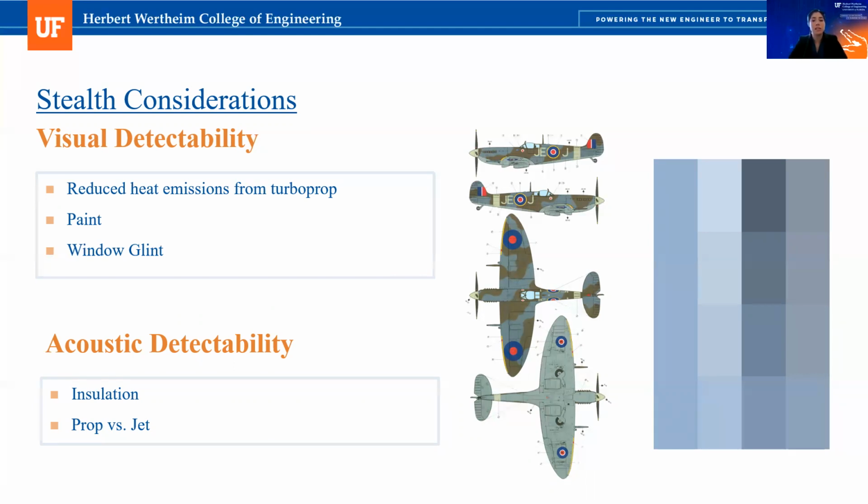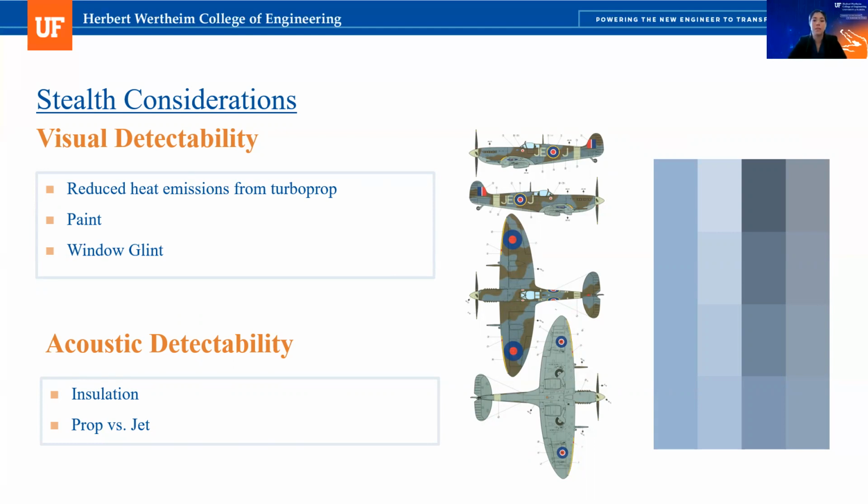The anti-sun glint paint also helps reduce window glint, which allows the aircraft to not have as much window glint while it's flying, because there's no sun rays bouncing off the aircraft against the window, making it brighter, which reduces visual detectability. Also, acoustic detectability: the first thing we decided was the prop over the jet.